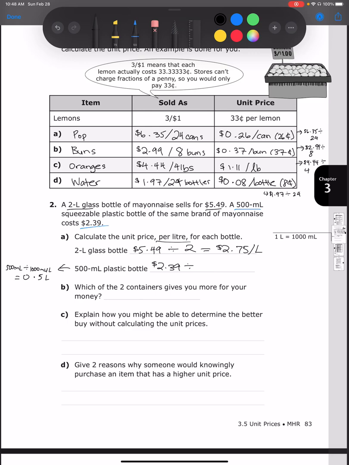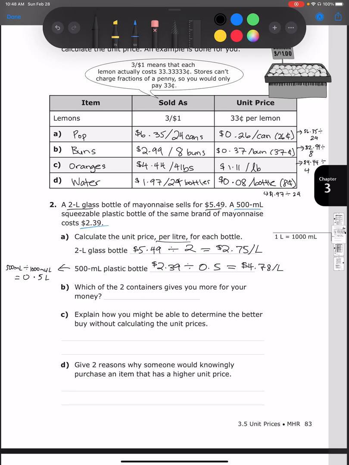And that would give you 0.5 liters. So going back to our unit price formula, we're going to do $2.39 divided by the number of units. So the number of units we have in this case is 0.5 liters. And that would give us $4.78 per liter.